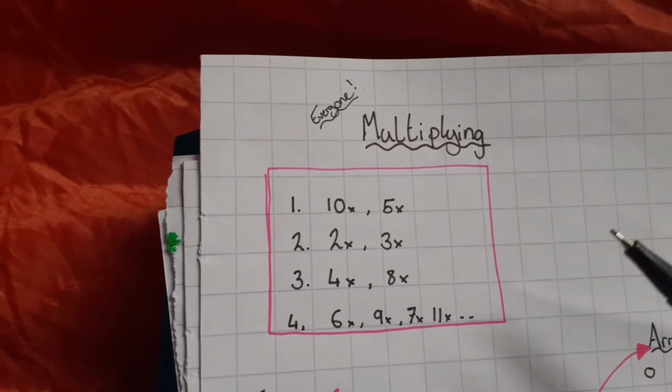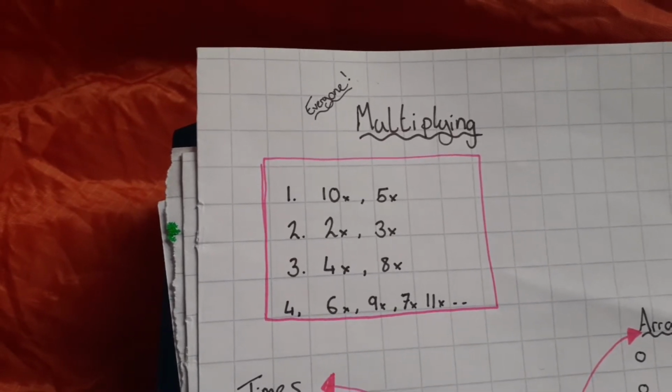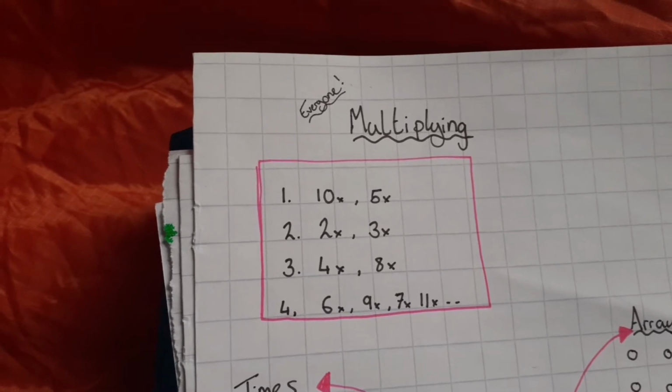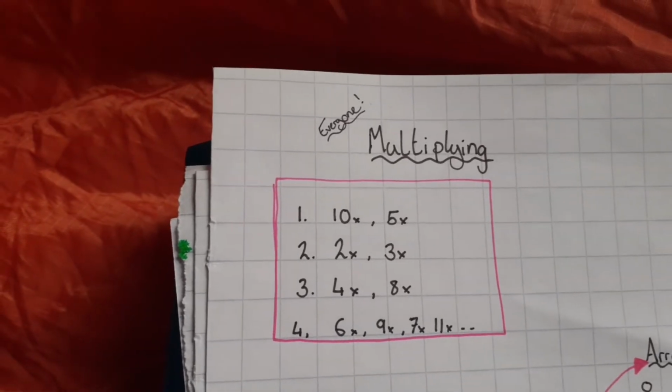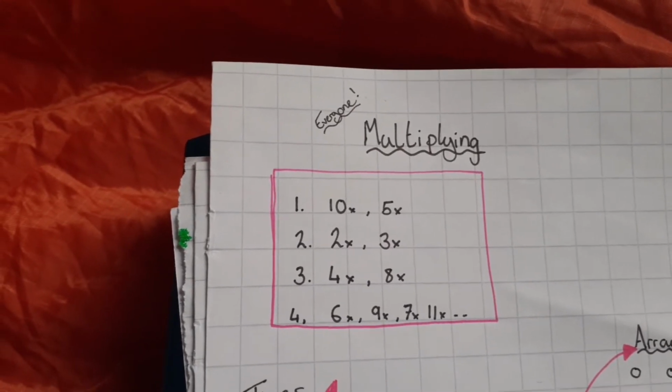And I quite often have children come up to me and go, oh, I know my 5 times, because they can say it really quickly. They can go 5, 10, 15, 20, 25, 30, 35, 40, 45, 50. But to really know a times table, we need to know a little bit more than that.